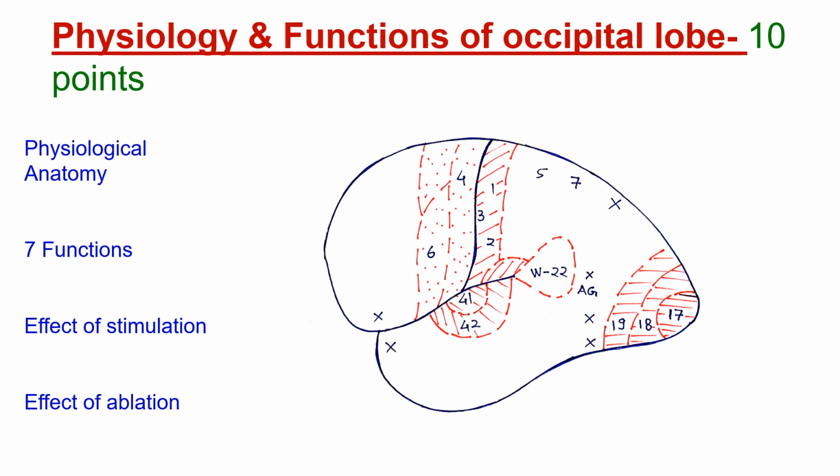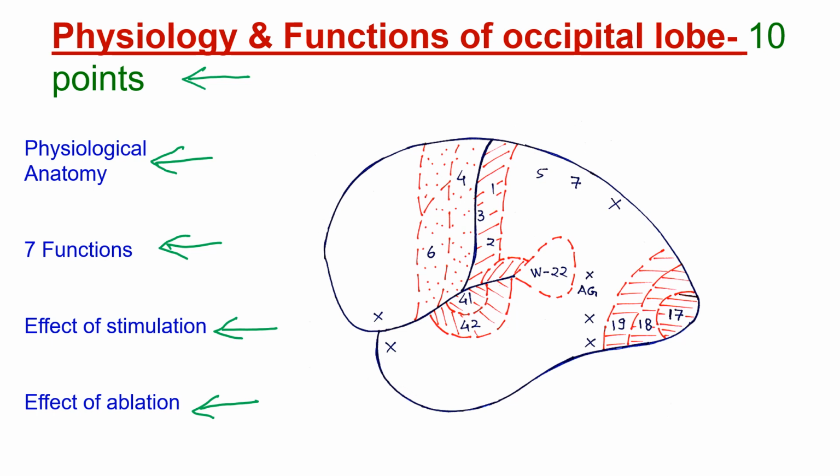Namaste friends. In this video we will do physiology and functions of occipital lobe, and that is on 10 points. Our first point will be physiological anatomy of occipital lobe, followed by 7 functions. Then second last point will be effect of stimulation of this lobe, and final 10th point will be effect of ablation, or we can say removal or lesion of occipital lobe.